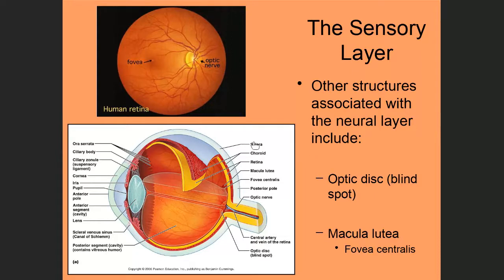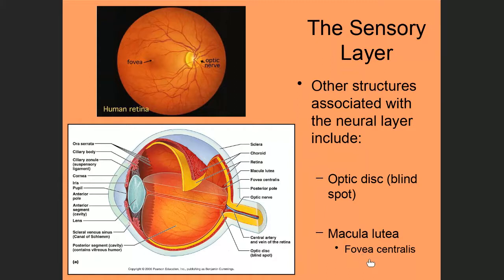If we go just lateral to the optic disc, so again, where that nerve is exiting the back of the eye, you'll notice we have a small darker colored area of the retina, which is known as the macula lutea. And right in the center of the macula, there is a small depression. It's only about 2 millimeters across, and that depression is known as the fovea centralis.